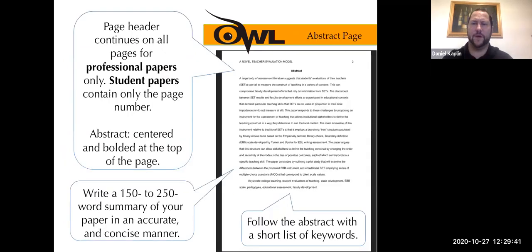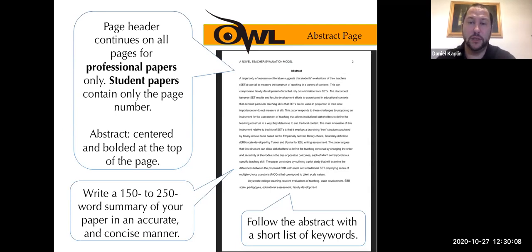Now, fast forward to the abstract. The abstract is on page 2. Again, you have a page number. Again, if it's a professional paper, you have the header. If it's a student paper, you don't have the header there. Then you have the word abstract bolded. Then you write your abstract. Your abstract should be anywhere between 150 to 250 words.